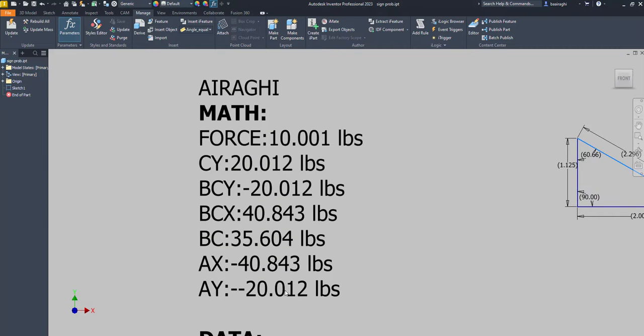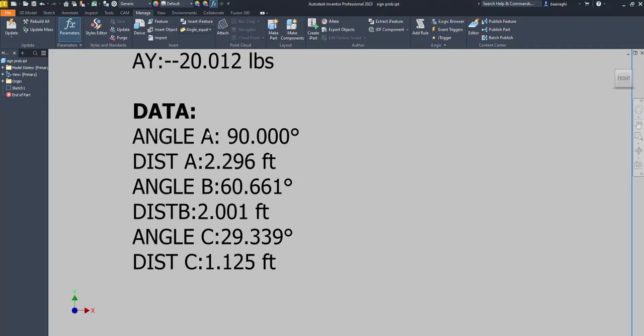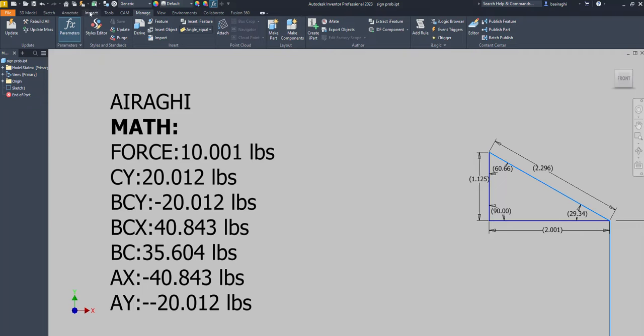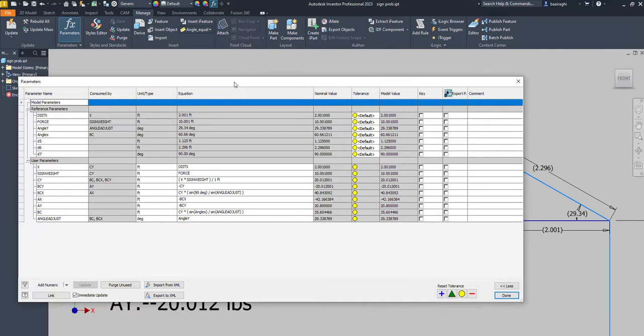So this is our math, and this is what is given. If we look at this, this is an angle of 90, this is an angle of 60, and an angle of around 30. So what we end up with is our distances here, and then these distances and angles are used to solve for these. So when we go into our parameters, let's show you here.